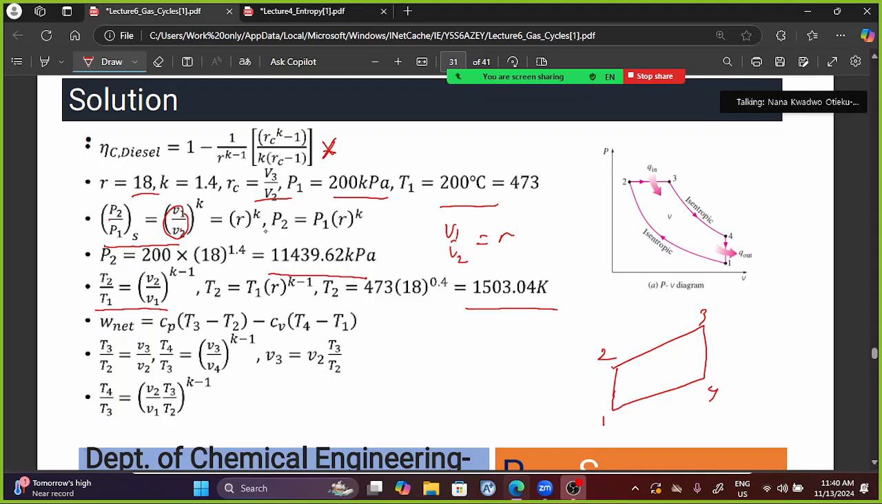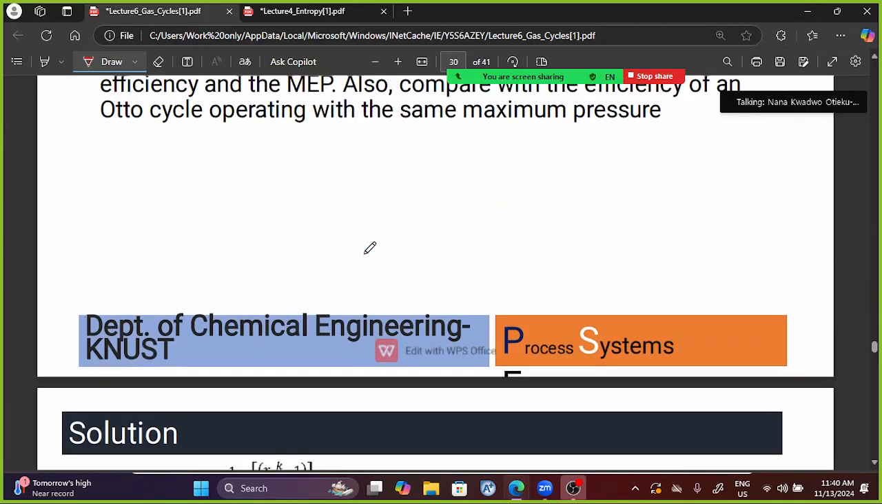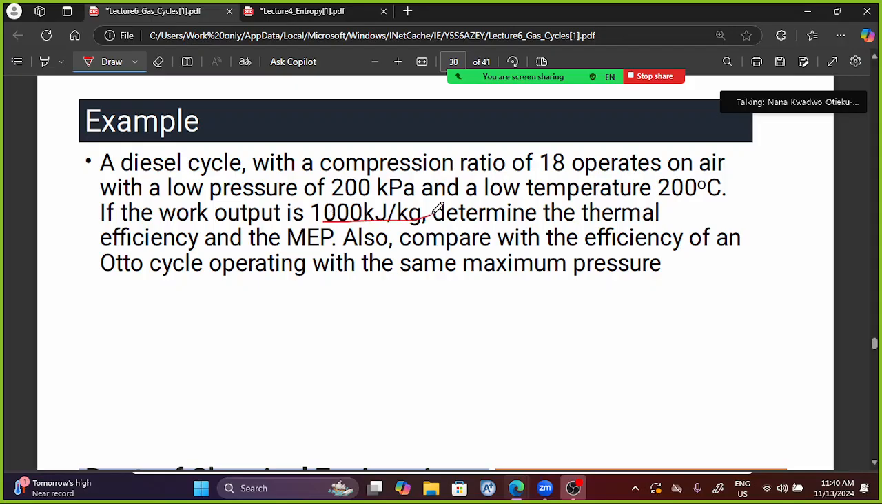Let me explain why we can't do that. The reason is because over here we have heat being added. So we could have said that fine, the heat being added is equal to Cp (T3 minus T2), but we don't know the heat being added, so we can't use that expression. So what we rather do is that we use what we know. The question gave us the work, right? So we work with the work instead.